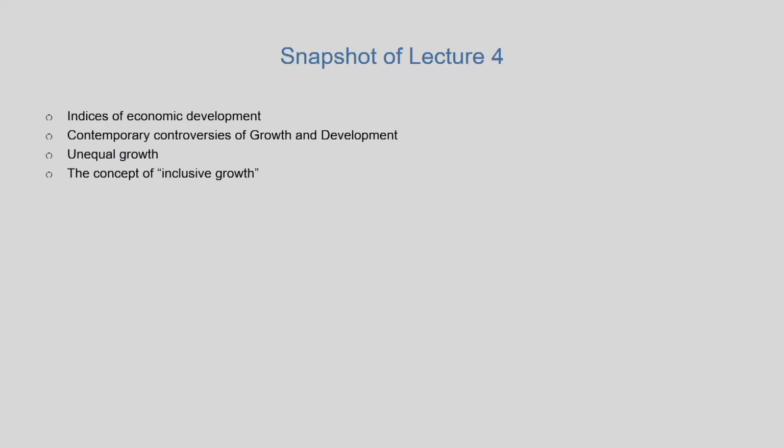In the next lecture, we will look at some of the indices of economic development. We will also look at some of the contemporary controversies with respect to growth and development. We will try to see, when we are saying that the 1990s saw a deepening of inequality in countries globally, what this unequal growth really means. And a related concept of inclusive growth, which is being forwarded by the Bretton Woods paradigm and the UN paradigm as well. What does inclusive growth really mean?